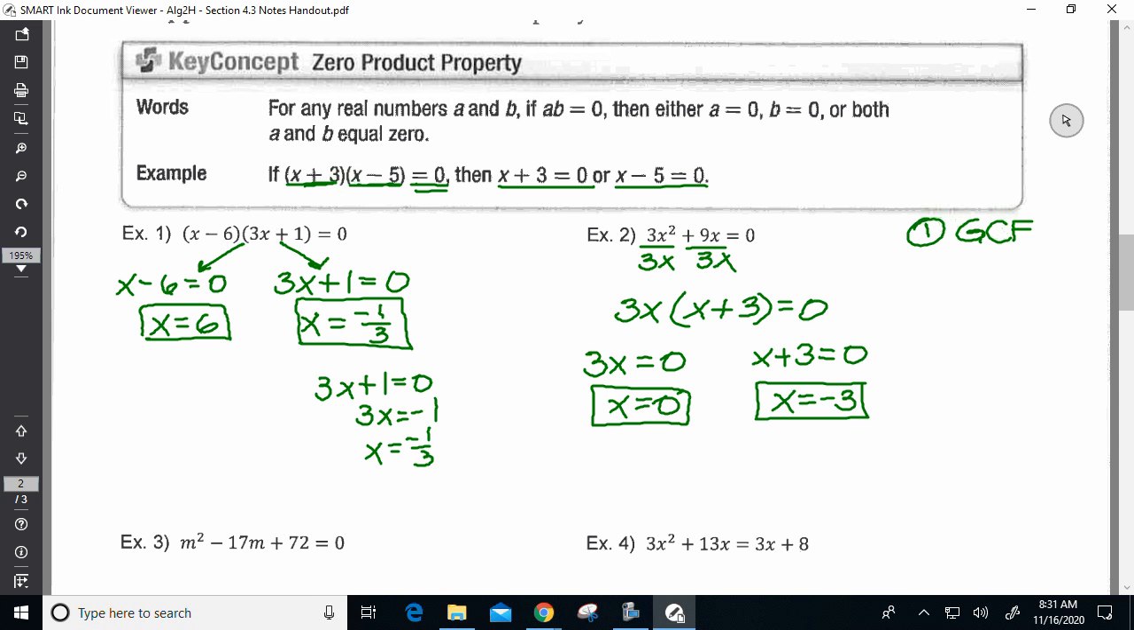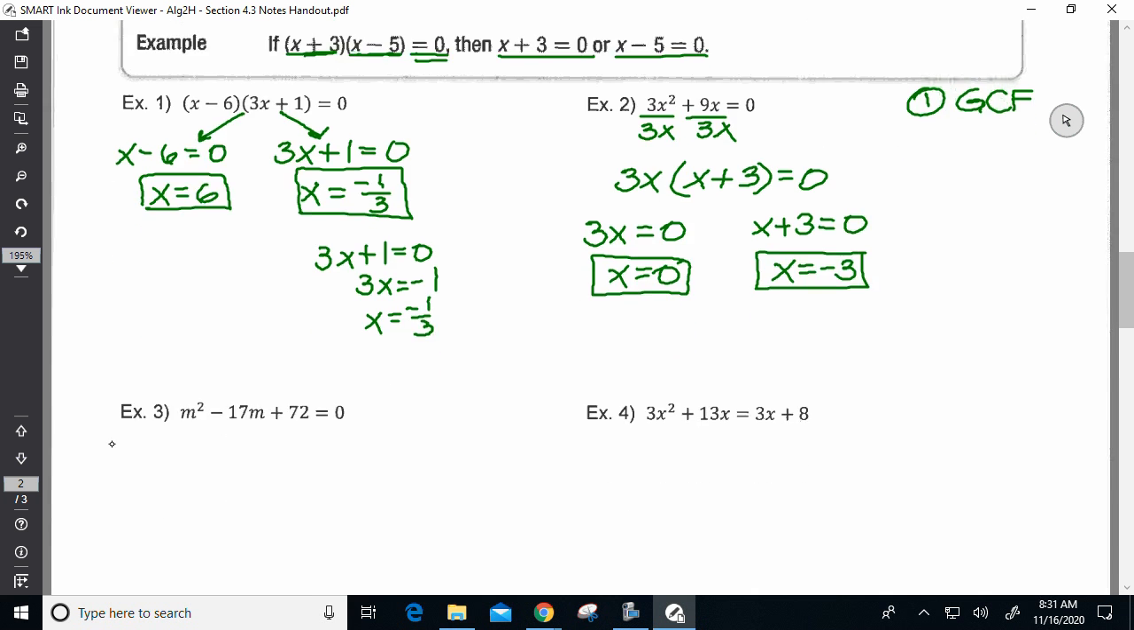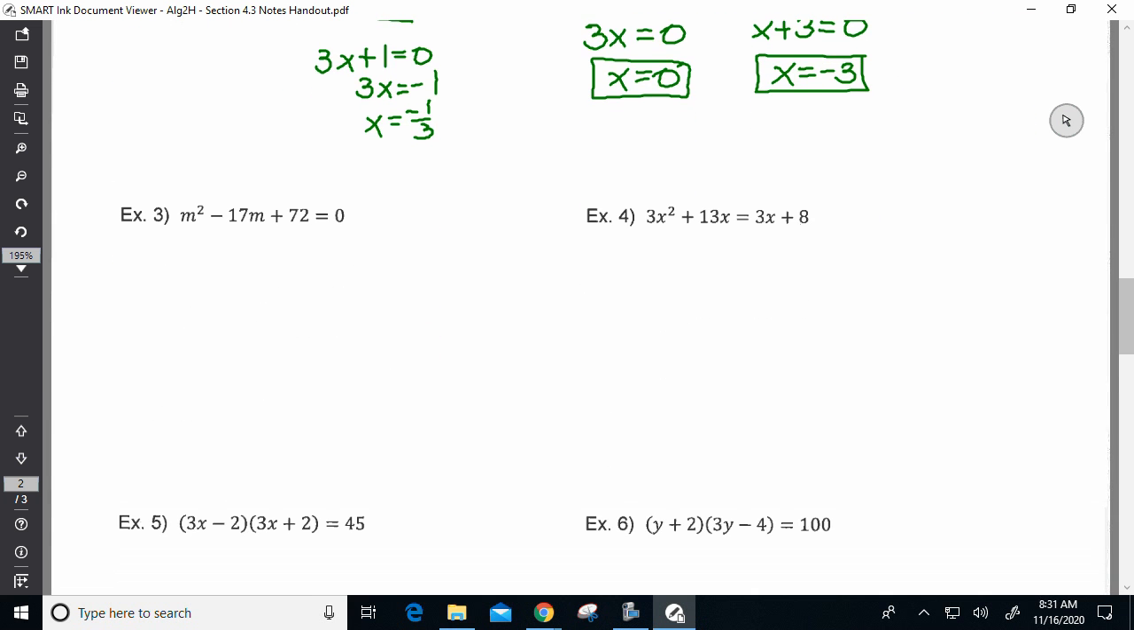Let's look at examples 3 and 4. So 3 and 4, problems get a little bit bigger. So remember, the first step for factoring is greatest common factor. But if greatest common factor doesn't work, then remember you look to see how many terms do you have. 2 terms, 3 terms, 4 terms.